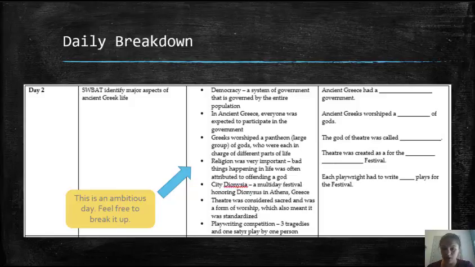If you look at all the things they're supposed to understand here and you go, what? No. Why? How? That's fine. Split it up. Make it multiple days. That's absolutely doable.